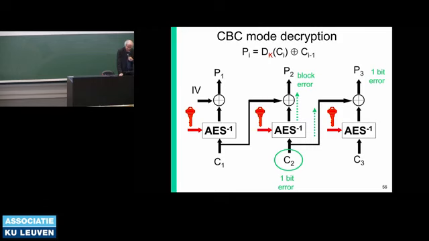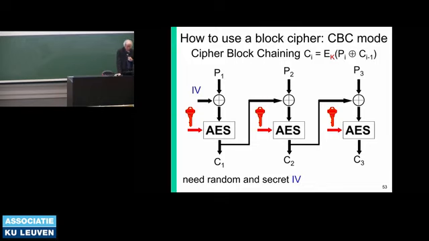So the final problem is, what do you do if you want to encrypt 500 bits? Now, 500 bits is almost 4 blocks, but it's a bit less. 4 blocks is 512 bits. So you're now stuck with these 12 bits.